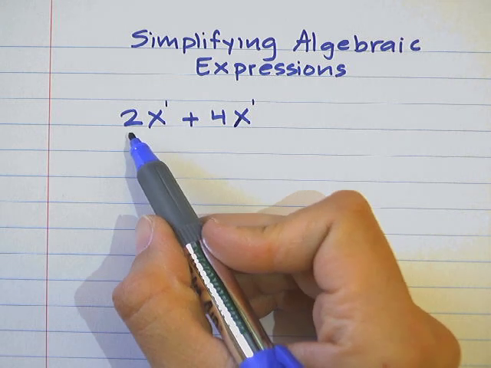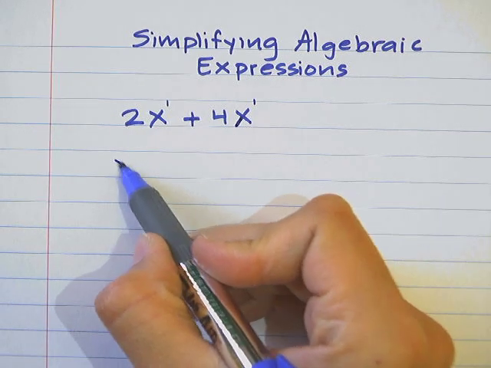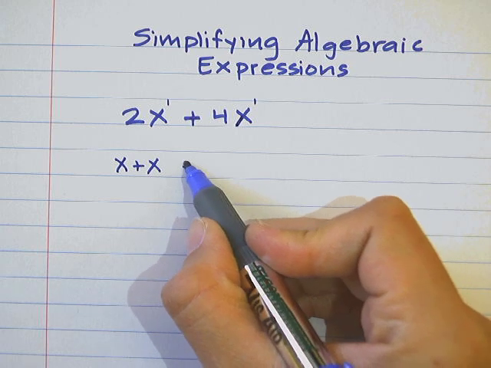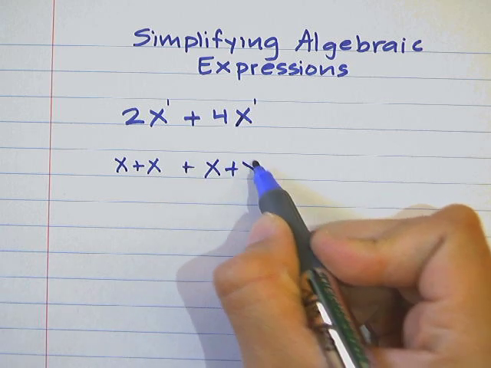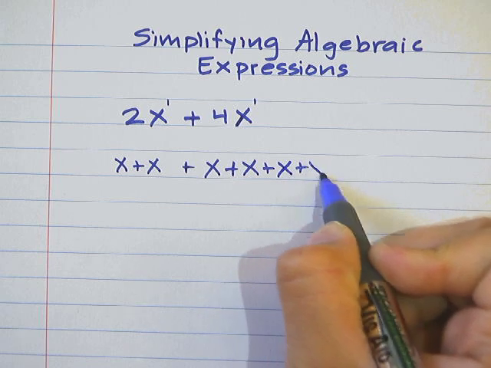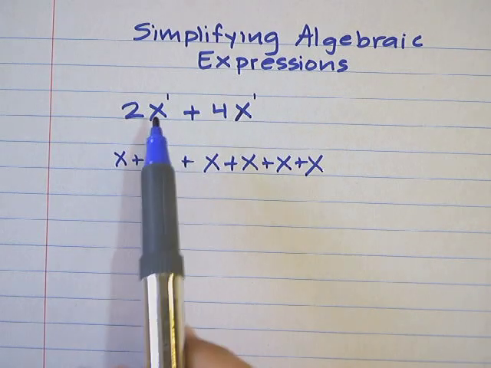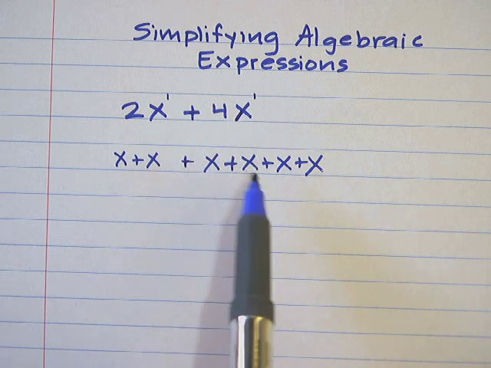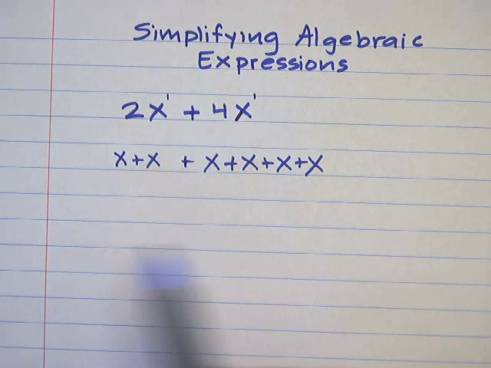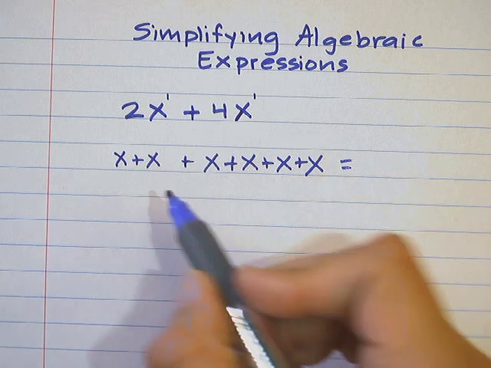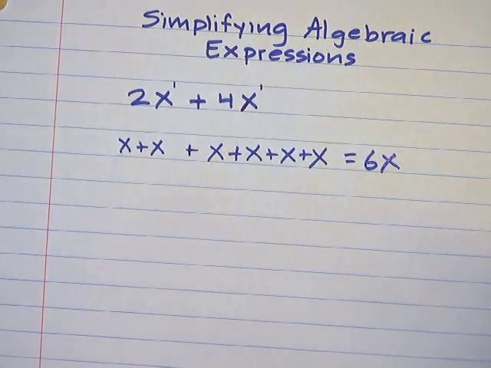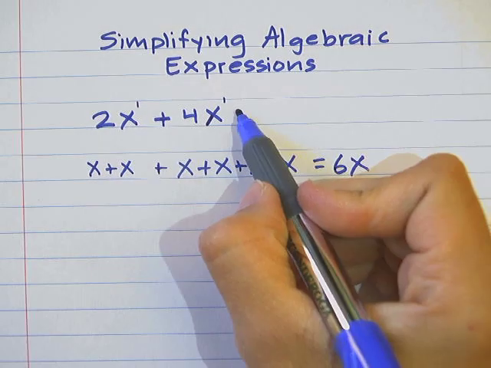So in this case, I have 2x and 4x, which if you want to extend it out, the representation looks like this. So 2x means you have two x's that are added together, and 4x means you have four x's added up together. So when you combine them all together, we can say that we have 1, 2, 3, 4, 5, 6 x's. So that's where the terms combining like terms comes from.